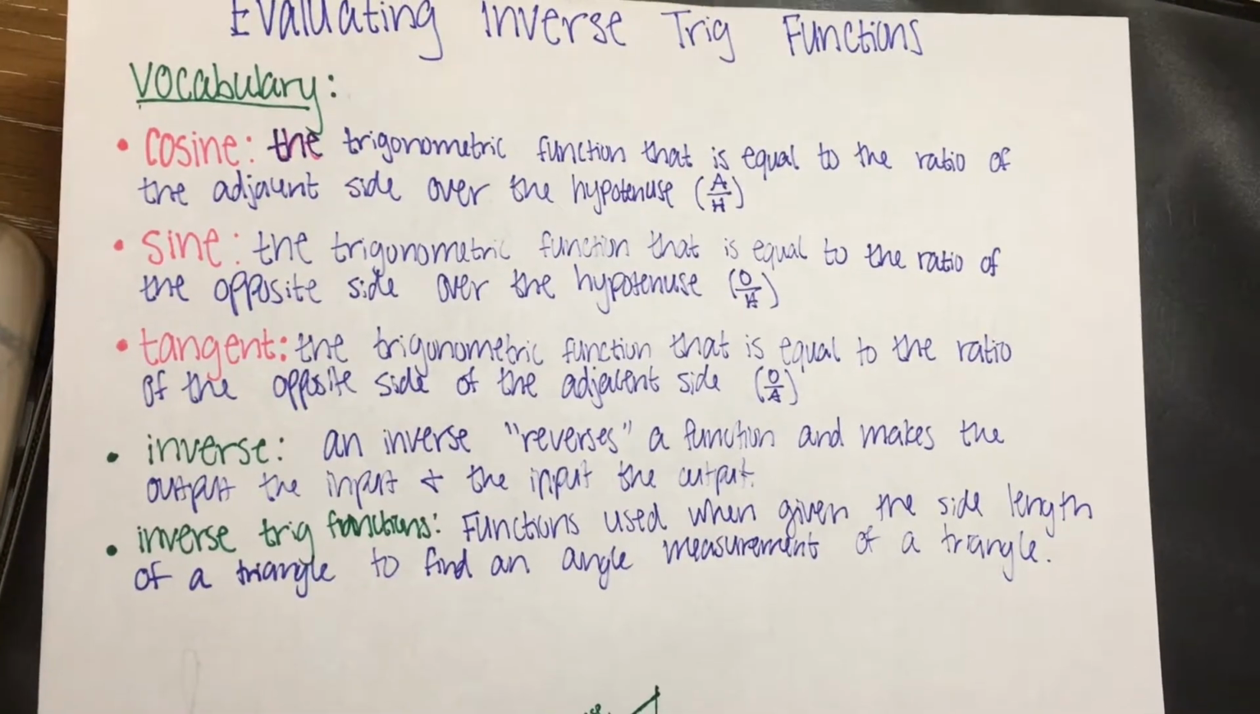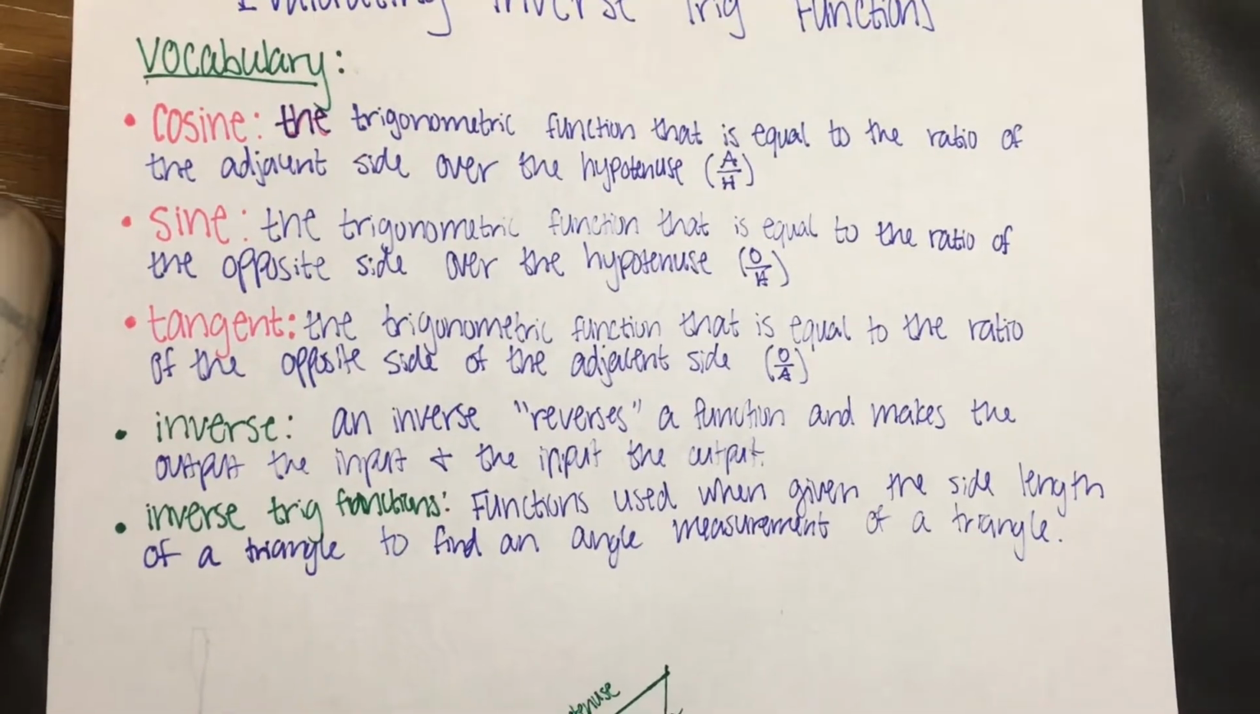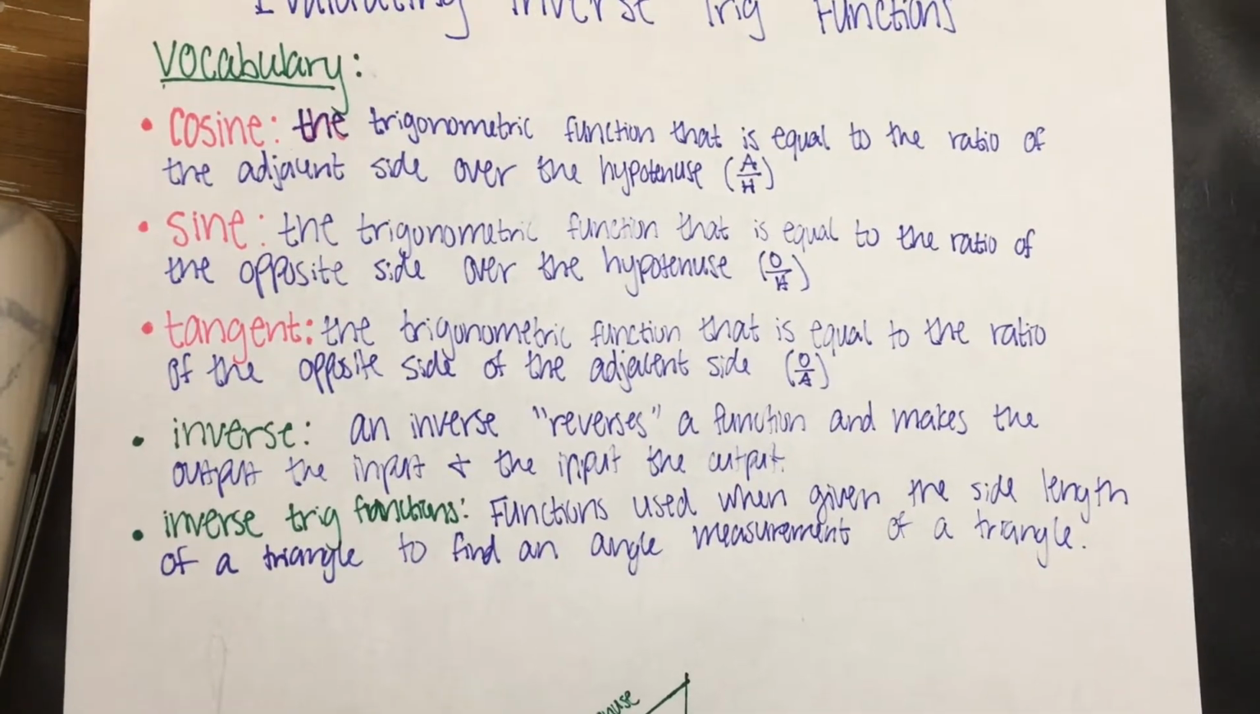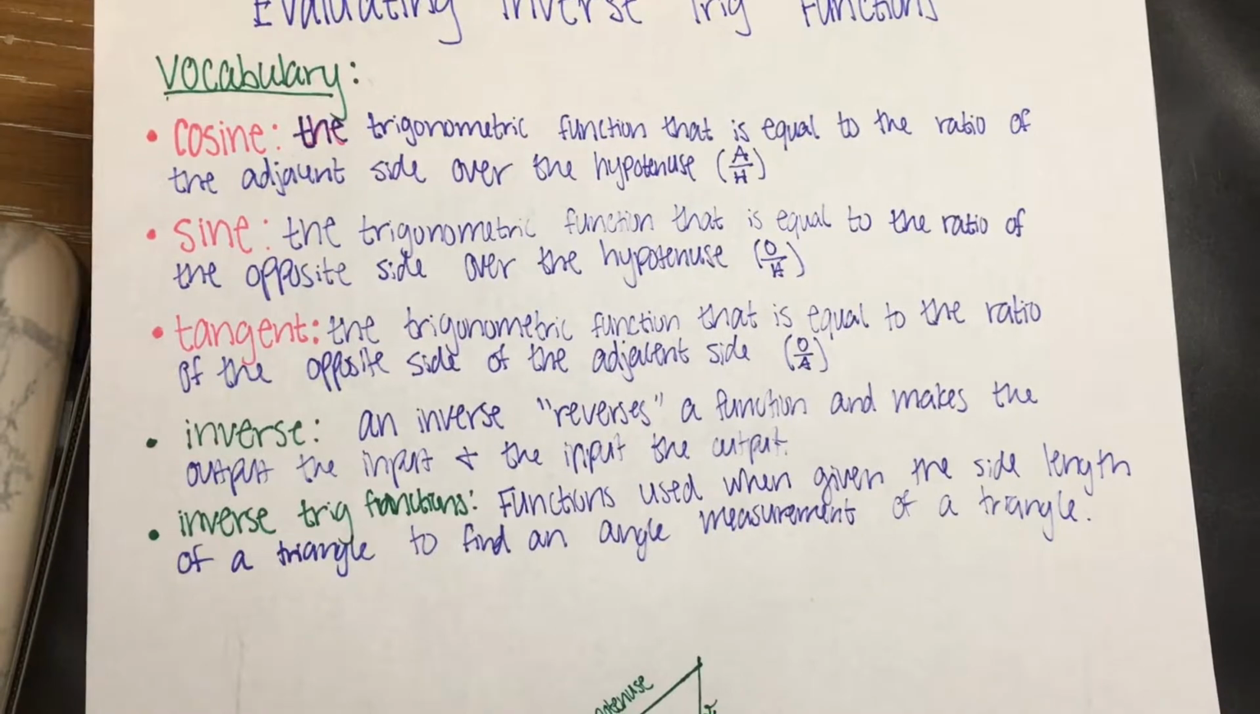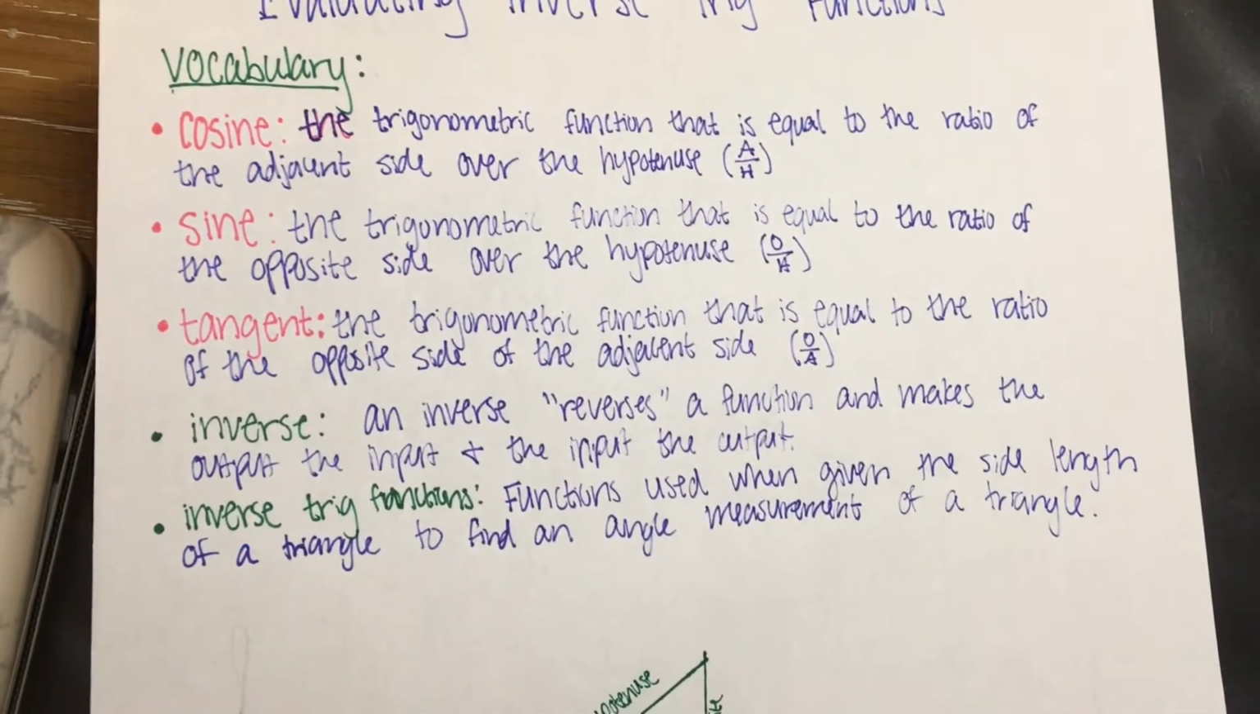Today we're going to be learning about how to evaluate inverse trig functions. In order to do this, we must have some basic knowledge of these vocab words. So cosine is the ratio equal to the adjacent side over the hypotenuse.